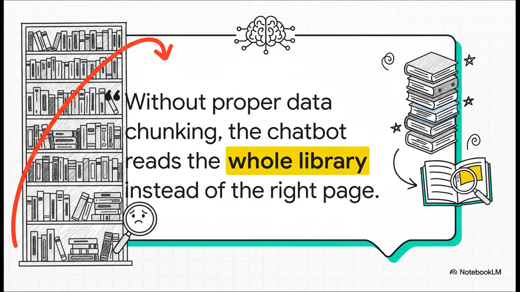And this quote just says it all. If you skip the chunking step, you're basically telling the AI to read the entire library every time you ask a question, instead of just going to the right page. By chunking the data properly, we're creating a super efficient index that lets the AI pinpoint the exact paragraph it needs in a split second.